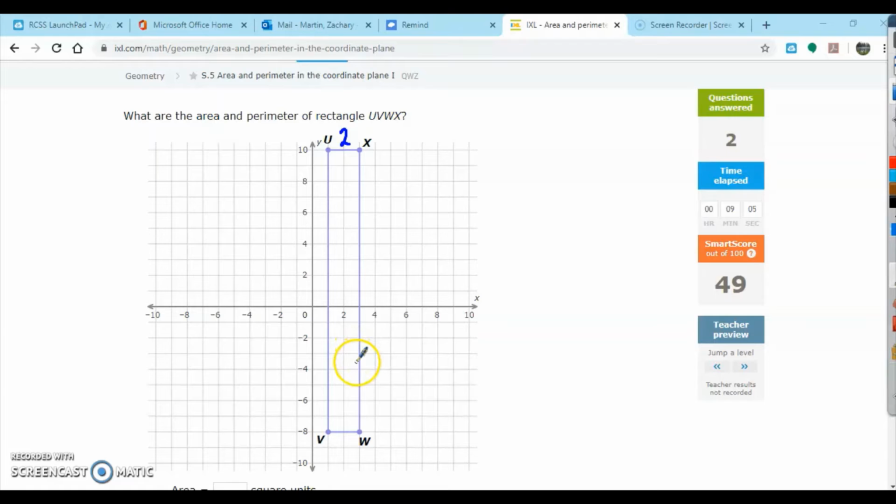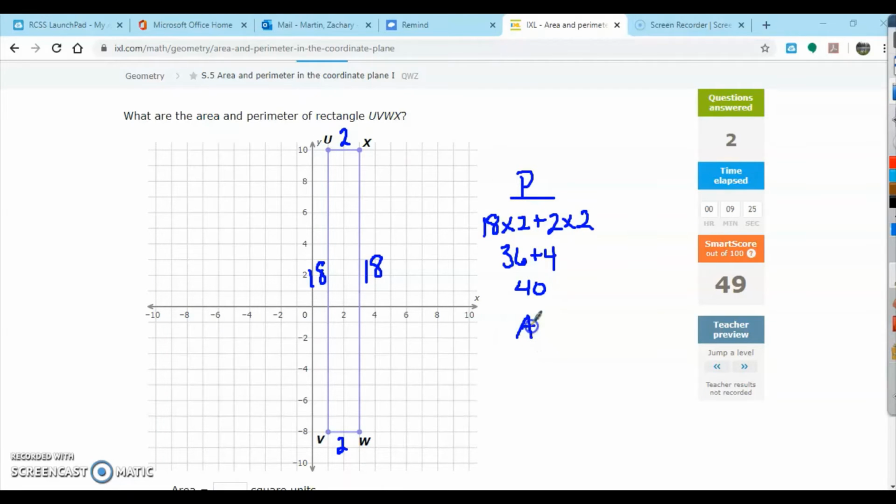And then from the x-axis to -8, that's 8 more units. So this is 18 to 18. So we've got 18 times 2 plus 2 times 2. That's my perimeter. That's 36 plus 4. So 40. That's my perimeter, okay?